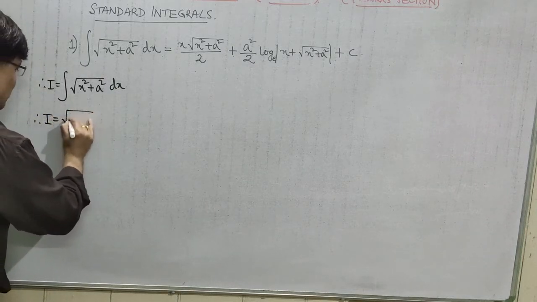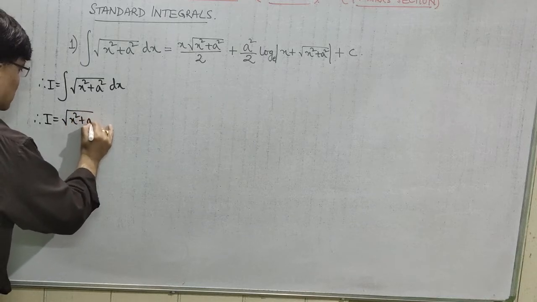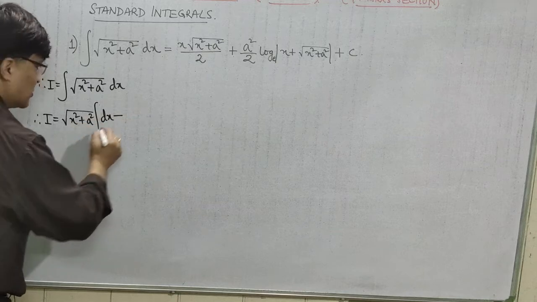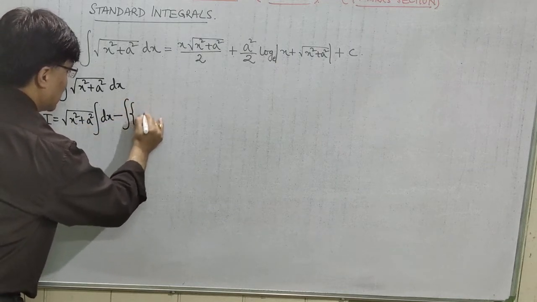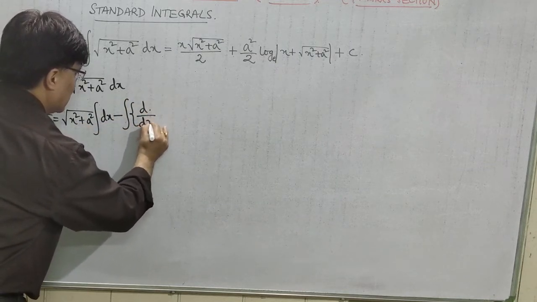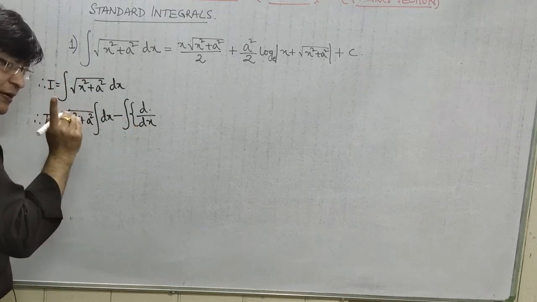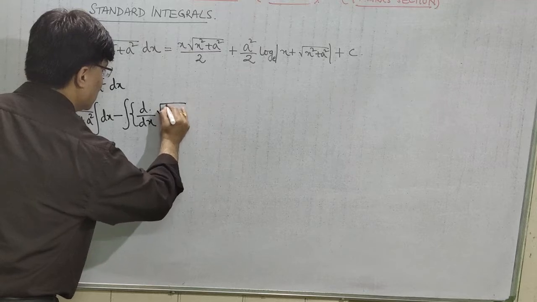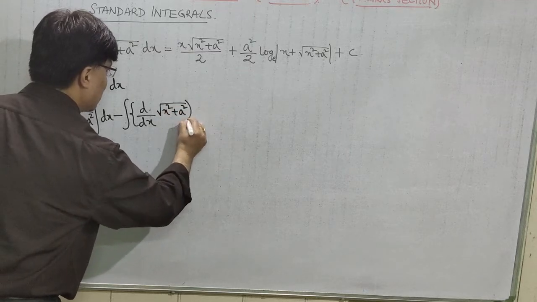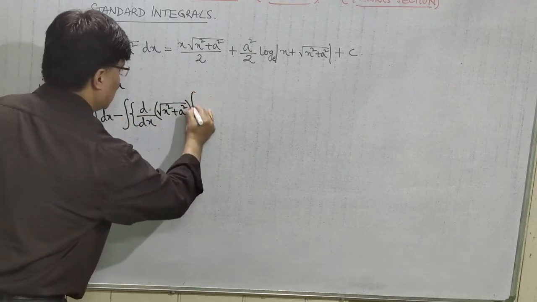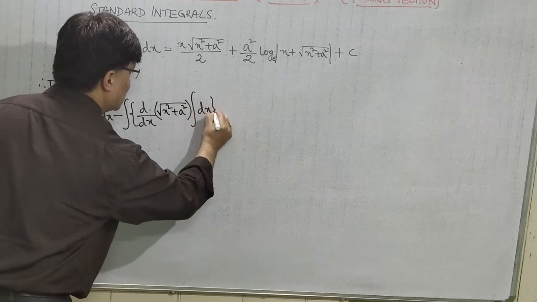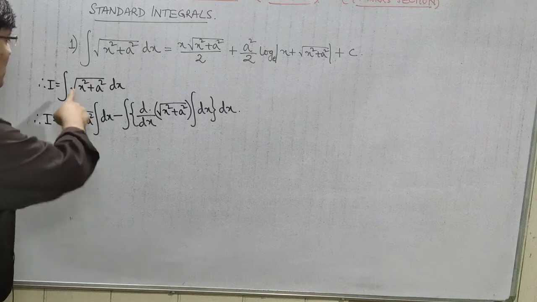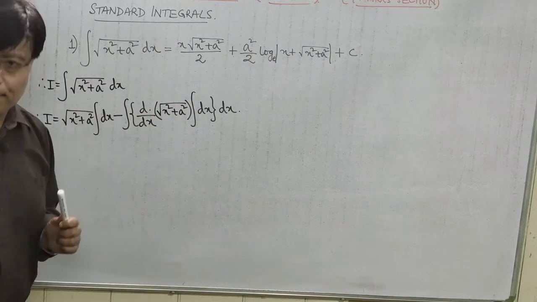So I is equal to root over x square plus a square taken outside, integral sign dx. Then comes minus integral sign, second bracket, dy dx of what? Dy dx of root over x square plus a square, that is your first function. Then integral sign dx, second bracket closed, dx. That is, this function is integrated by parts.